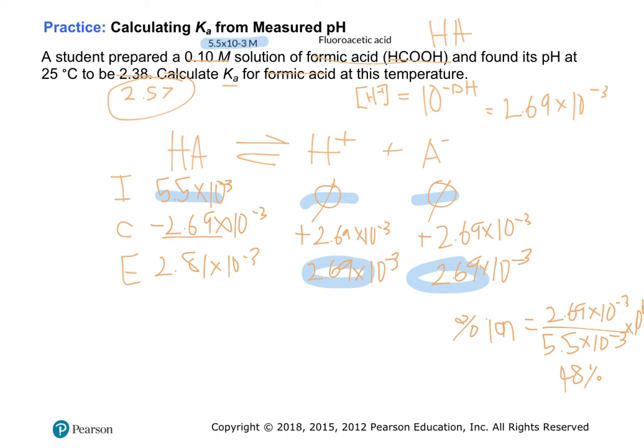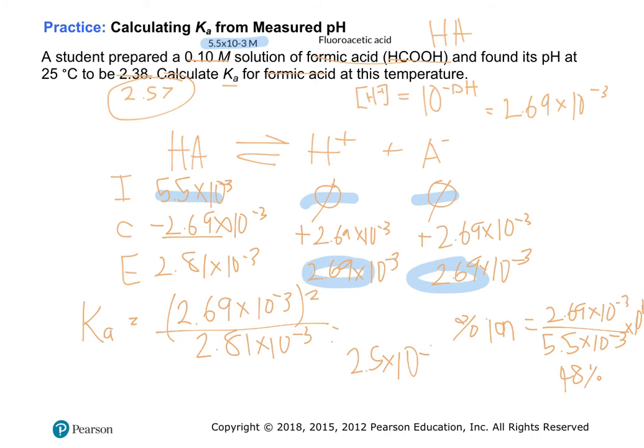Plug all of this into our Ka expression. So we get our hydrogen concentration times our conjugate base concentration, which are the same. So square those. Divide by our equilibrium acid concentration, which in this case is 2.81 times 10 to the negative third. And you should get 2.5 times 10 to the negative third. So we can see that this is a stronger acid than our one from our example with formic acid.